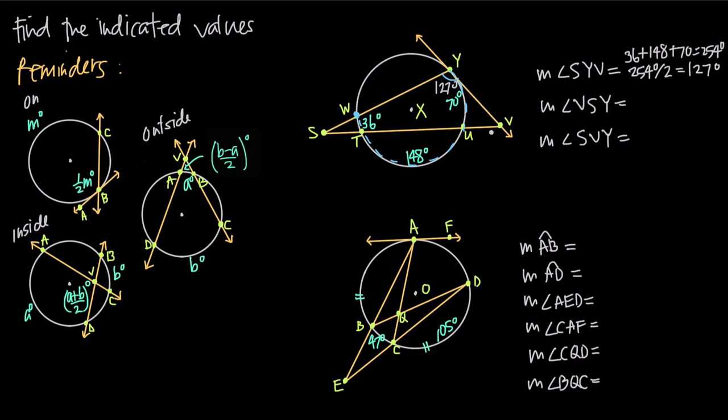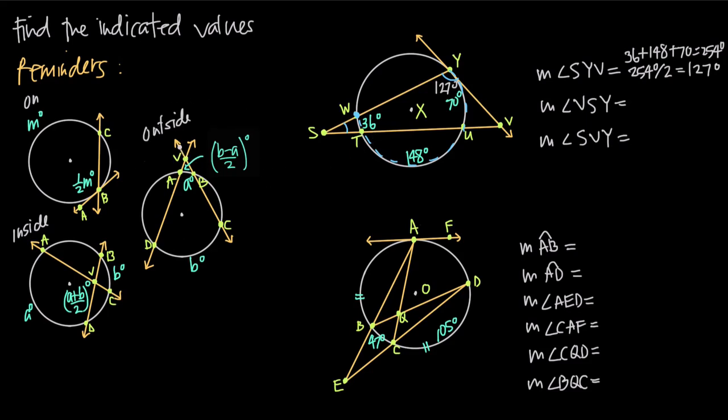Well, if we go find VSY, we can see VSY, so that's going to be this angle measure right here. So this is the angle formed between two lines that have their vertex outside of the circle. So let's go look at our outside reminder over here.